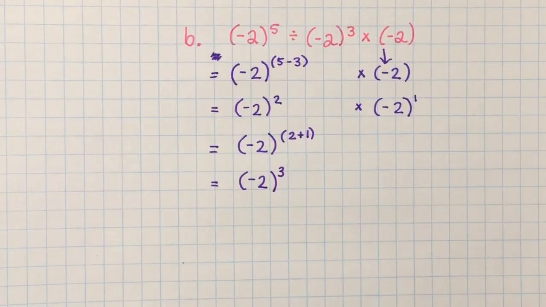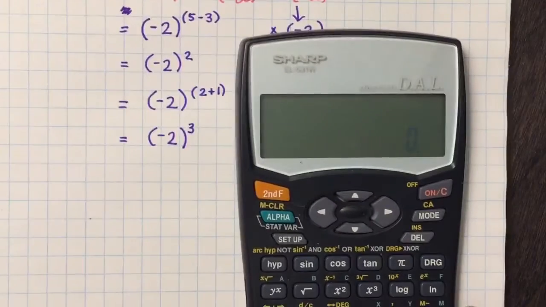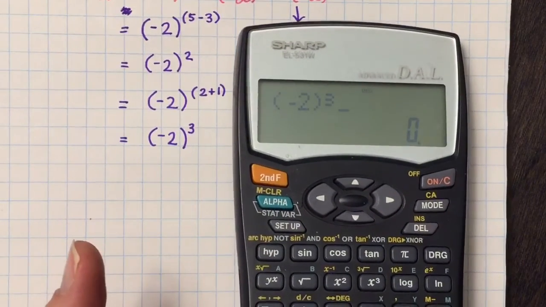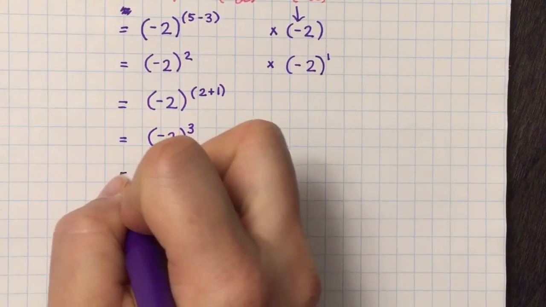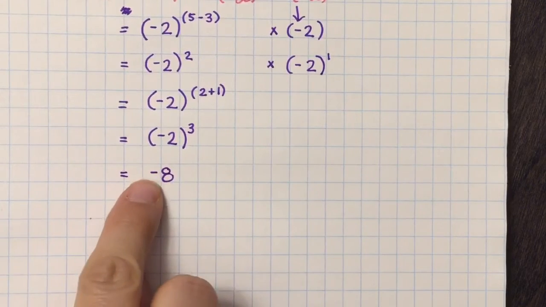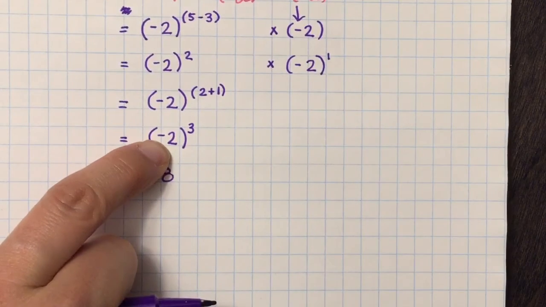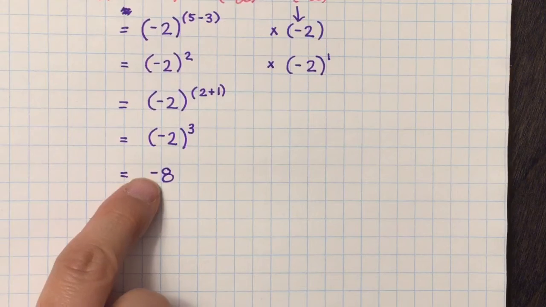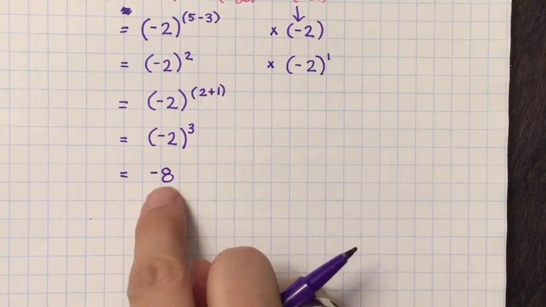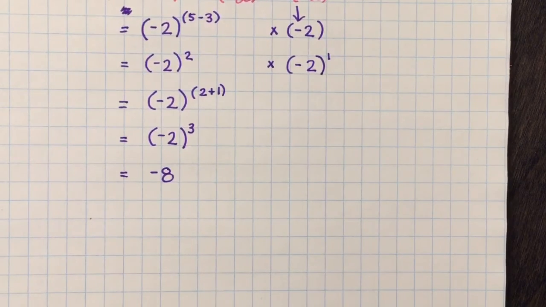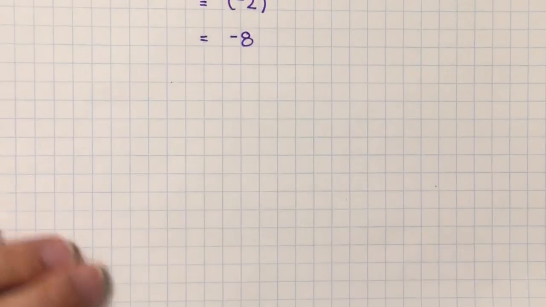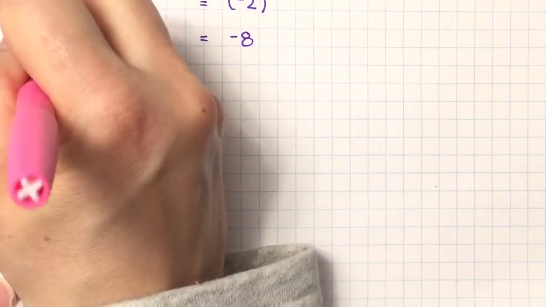And if we take our calculator, I don't know if you can see that, but minus 2 cubed, a little better, equals negative 8, right? Negative 8. And it's a negative number because we're going to have an odd number of negative integers we're multiplying together. That's why it's negative, okay? And 8 because 2 cubed is 8. Okay. Now your turn.